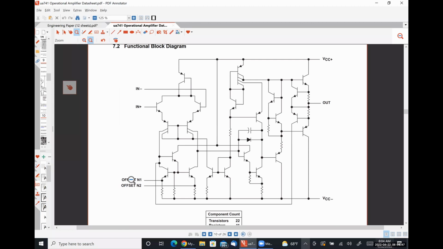There's a terminal labeled N-, which is the inverting input terminal, a terminal labeled N+, which is the non-inverting input terminal, 2 terminals named offset N1 and 2. Those are for correcting manufacturing errors. We have a VCC plus terminal where we apply a positive power supply voltage, a VCC minus terminal where we apply a negative power supply voltage, and then an output terminal where we measure some sort of output voltage.